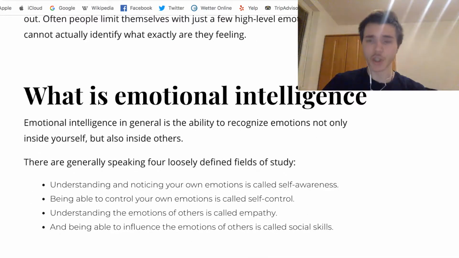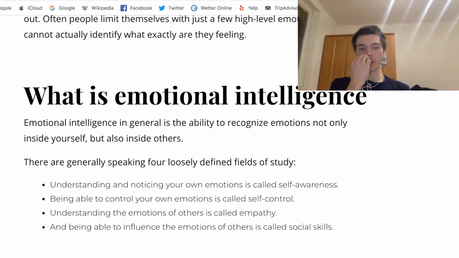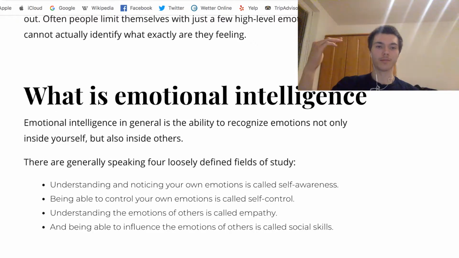But what is emotional intelligence then? Emotional intelligence in general is the ability to recognize emotions not only inside yourself but also inside others. And inside others, this is very useful if you're, for example, a marketer, and if you know what other people are thinking or other people's emotions are, you have a really high value for this market, because you can target these groups very precisely if you really understand what they are feeling.